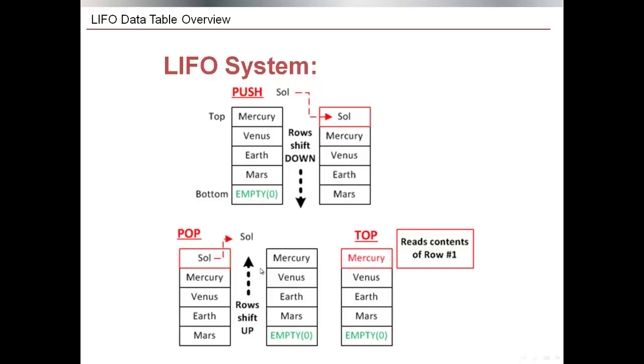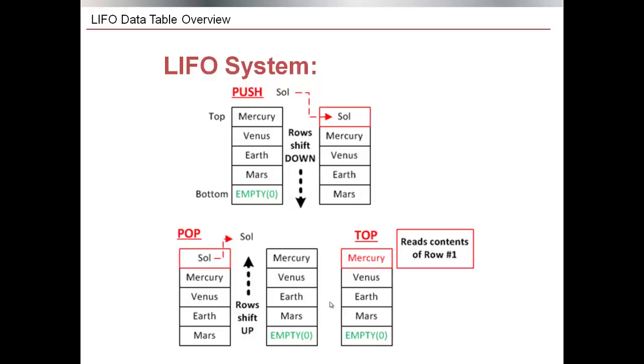Only the top row or front row of the LIFO table can be read from the table using the top function. Using the top function here, when this is performed within the logic, it will read only the topmost row. So here it reads the newest content since it was most recently entered using a push function, and it would return the word Mercury.